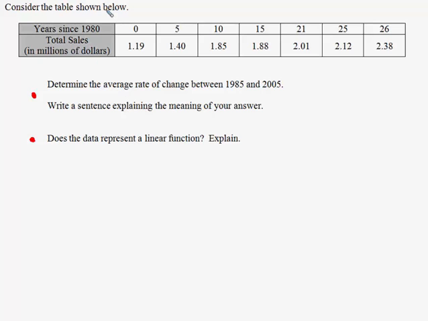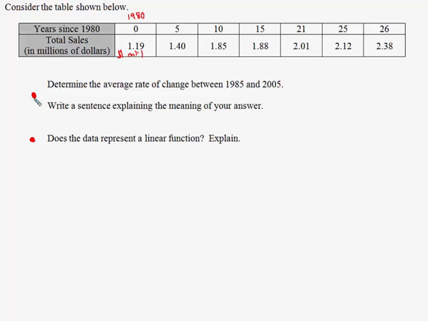I have a table of data that tells me the total sales in millions of dollars as a function of number of years since 1980. So, for example, in 1980, that would be 0 years since 1980, so this is 1980 here, sales were $1.19 million. So please try to remember the units of the problem.